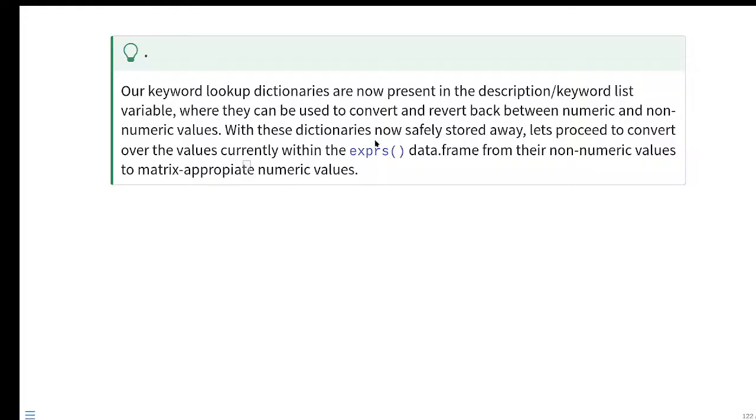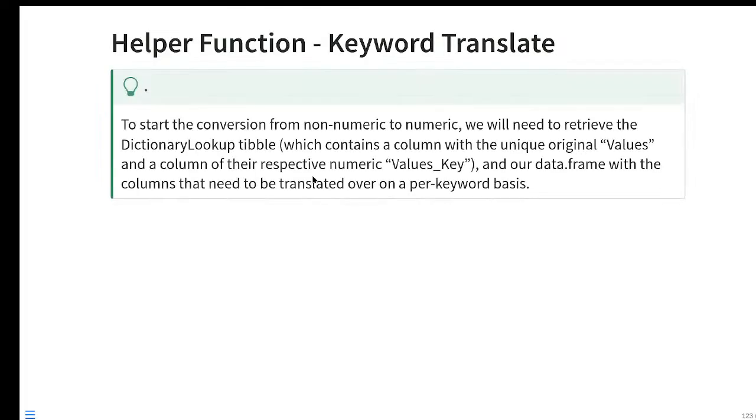So with these dictionaries now safely stored away, let's go ahead and proceed to convert over the values that are currently within the experts data frame from their current non-numeric values to the matrix appropriate numeric values we've been trying to get to be able to utilize for the last 30 minutes or so. Which of course means we need one more helper function.